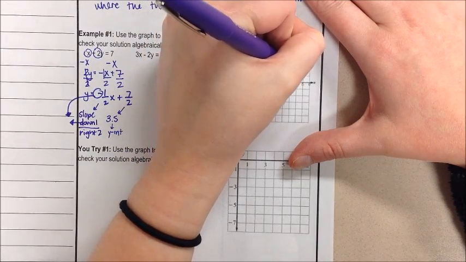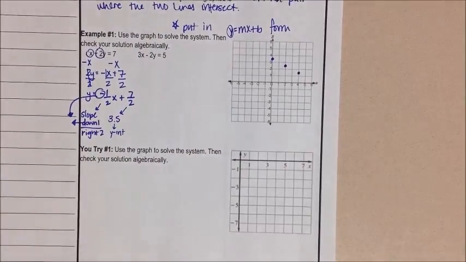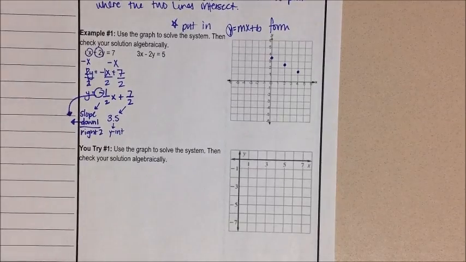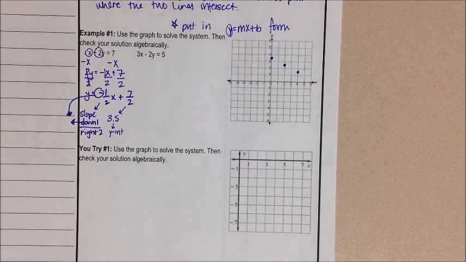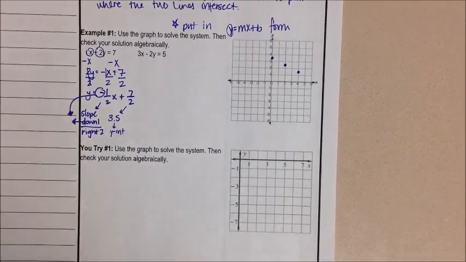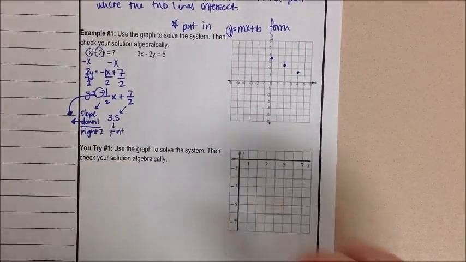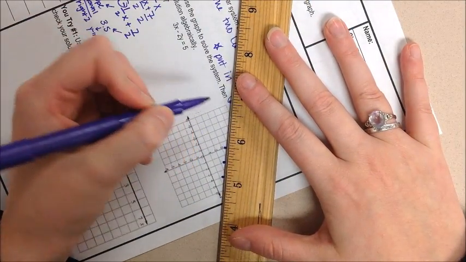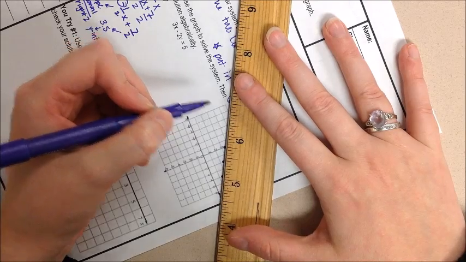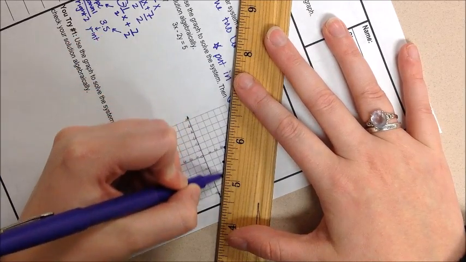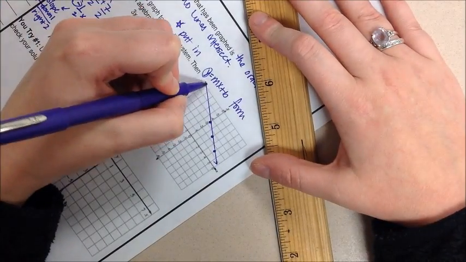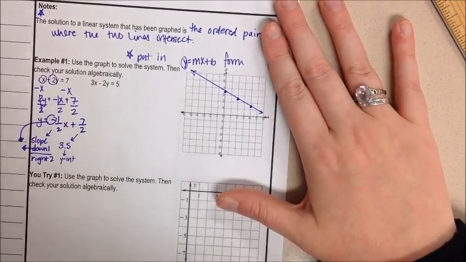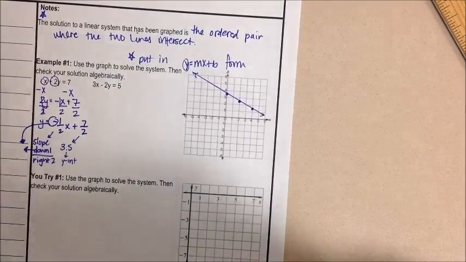Down 1, right 2. Let me get a ruler. Hold on just a second. It is very, very important that you get these lines super straight, because if you don't, you won't see where they intersect. Okay, it won't look right. So I'm going to draw a line through here. Okay, it's not perfect, but that's okay. Straight lines, though.